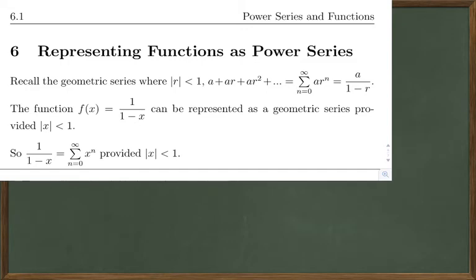So if we take the function f of x equals 1 over 1 minus x, this can be represented as a geometric series, provided that the absolute value of x is less than 1. So 1 over 1 minus x, the function, can be represented as a power series, sum n equals 0 to infinity of x to the n, again, provided that the absolute value of x is less than 1. Alright, so let's try this out.